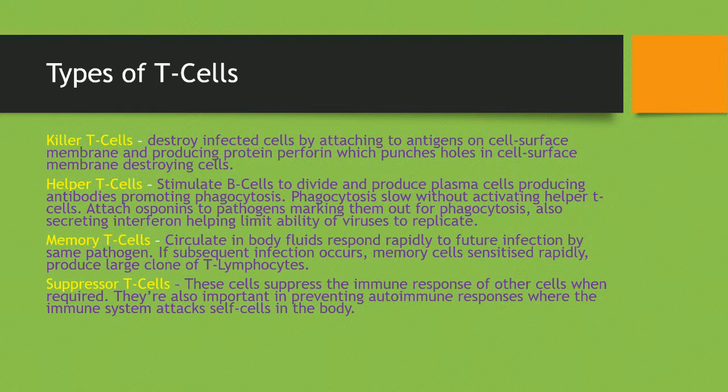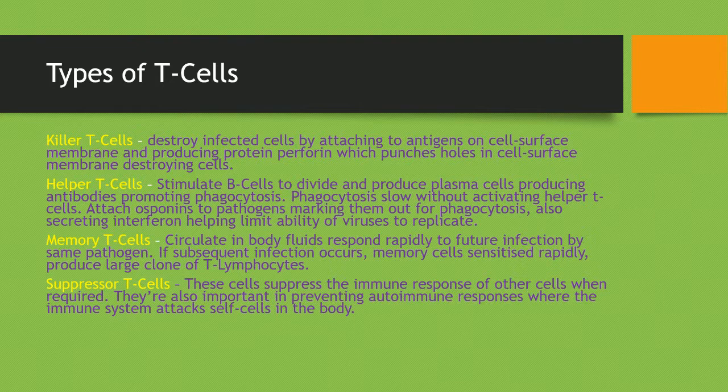Helper T cells are produced, which stimulate B cells to divide and produce plasma cells, producing antibodies which promote phagocytosis. Phagocytosis will be slow without activating helper T cells, as these attach opsonins to the pathogens, marking them out for phagocytosis, and they also secrete interferon, helping limit the ability of the virus to replicate. Memory T cells will circulate in the body fluid and respond rapidly to future infection by the same pathogen. If a subsequent infection occurs, memory cells are sensitized rapidly, producing a large clone of T lymphocytes.